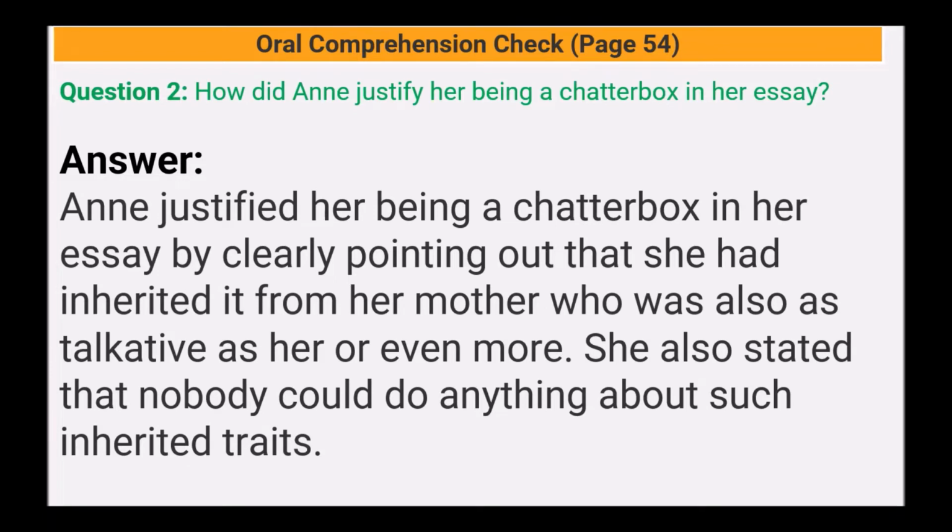How did Annie justify her being a chatterbox in her essay? Annie justified her being a chatterbox in her essay by clearly pointing out that she had inherited it from her mother, who was also as talkative as her or even more. She also stated that nobody could do anything about such inherited traits.